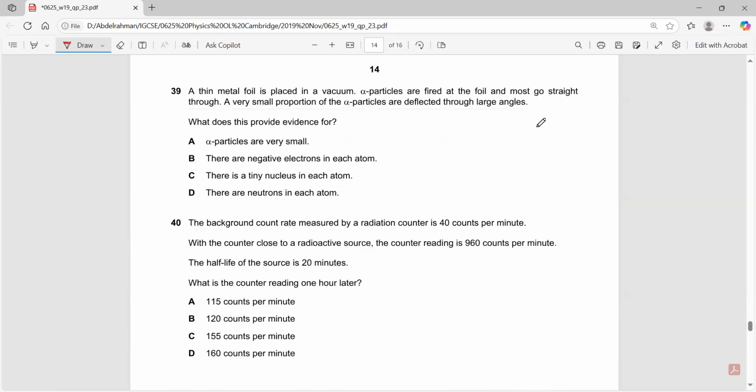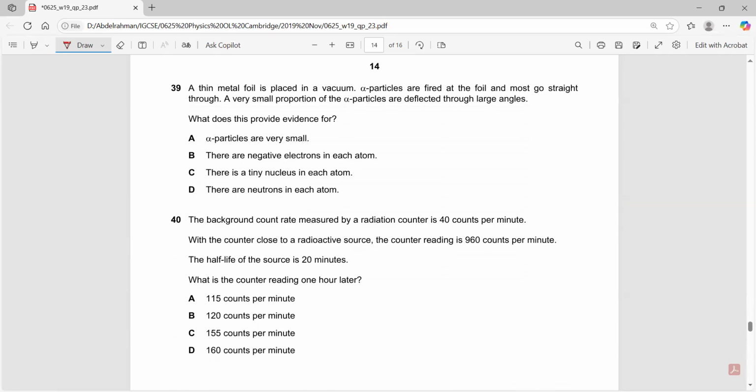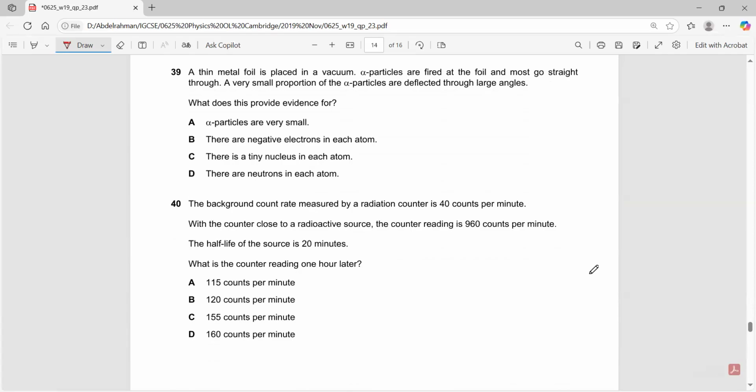A thin metal foil is placed in a vacuum. Alpha particles are fired at the foil. Most go straight through. A very small proportion of the alpha particles are deflected through large angles. What does this provide evidence for? Alpha particles are very small? I don't care about the alpha particles. There are negative electrons in each atom? No, this is wrong. This isn't proof.